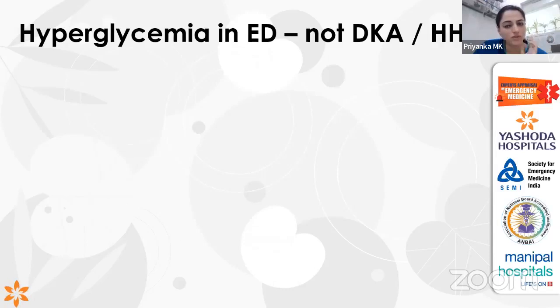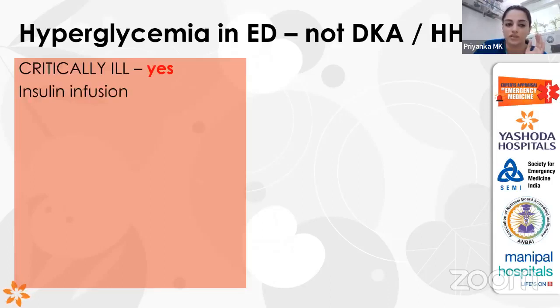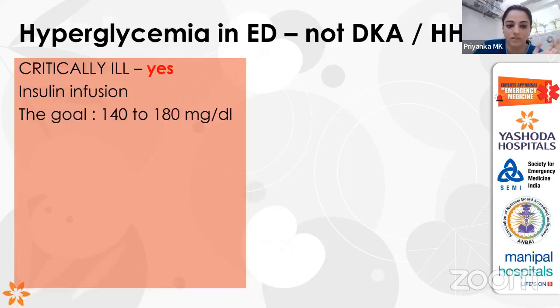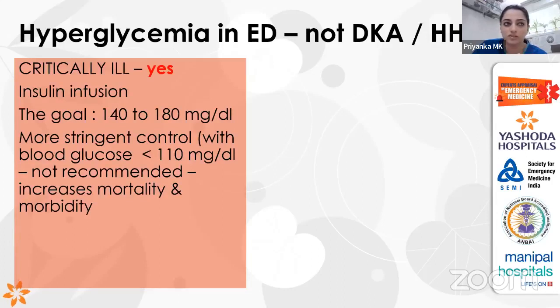So what if it is not DKA or HHS? Then you need to ask yourself, is the patient critically ill? If the patient is critically ill, insulin infusion should be initiated. The goal is to maintain the sugar level between 140 to 180 mg per dL. It is not required to go with a textbook definition and try to bring the sugar level down to less than 110, because it tends to cause increased mortality and morbidity.